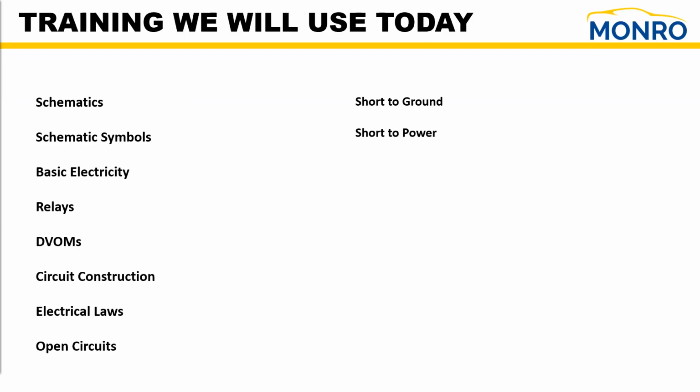Now, keep in mind, there's other training that you're going to need to complete this one: the schematic symbols, basic electricity, relays, digital volt ohm meters, all the circuit laws, and the previous training that we've done on the other circuit faults.